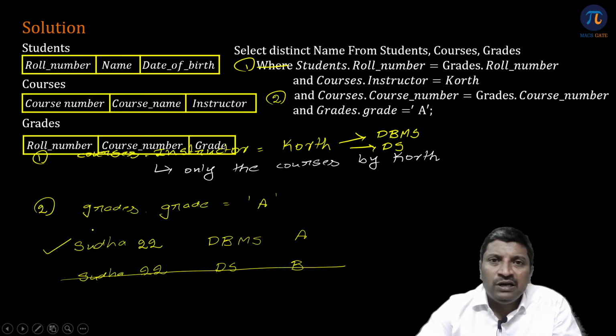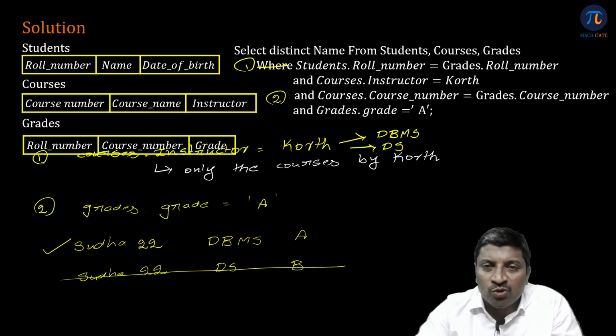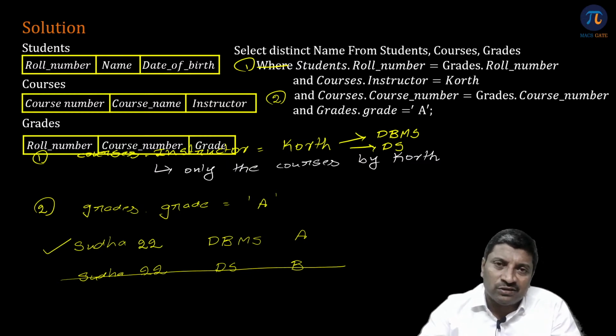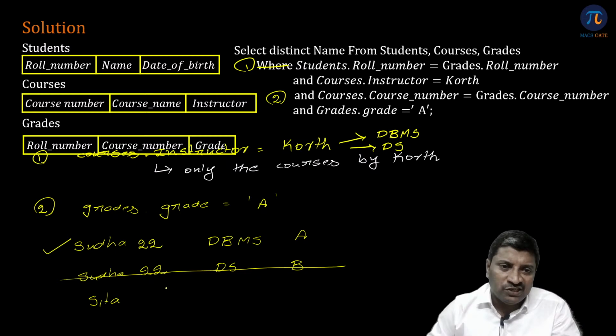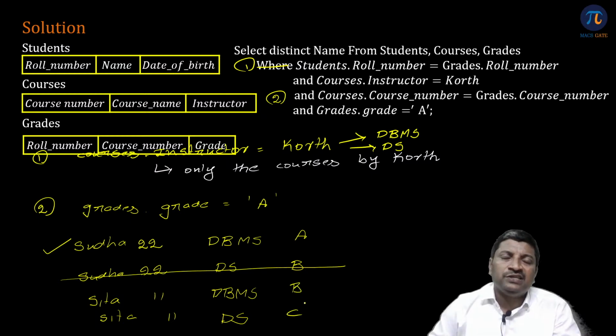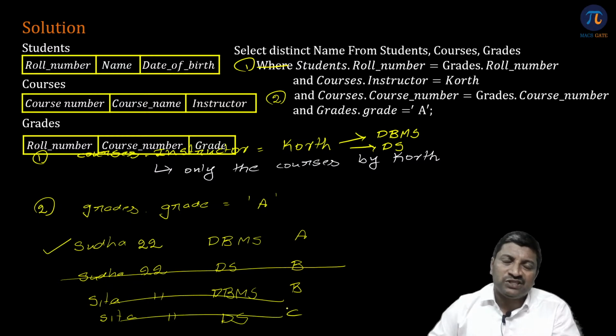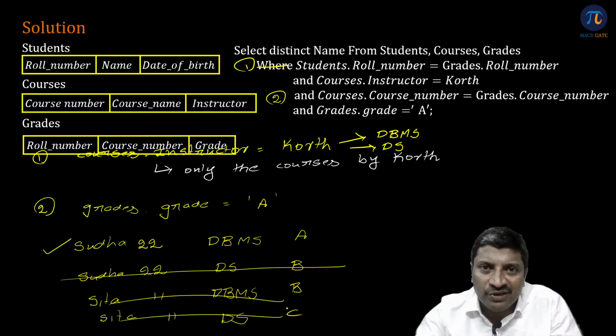What does that mean? Whenever a student registered many courses by the faculty, to have that name in my result, he needs to get at least one A grade. Suppose Sita is there. She registered both courses, but in both courses she got B grade, C grade. Then since the grade is not equal to A, I strike out Sita. So Sita will not be in my result.